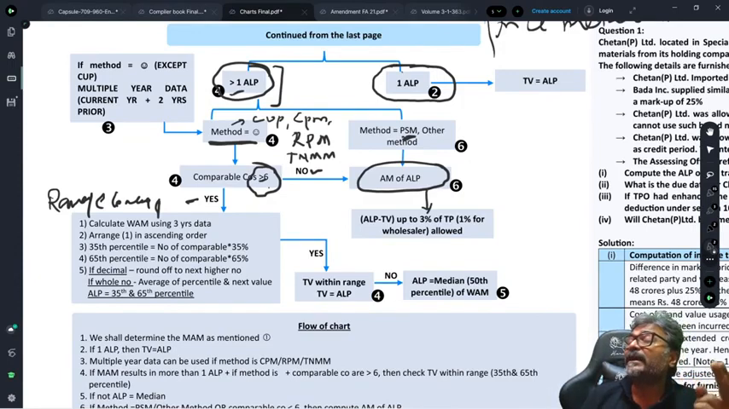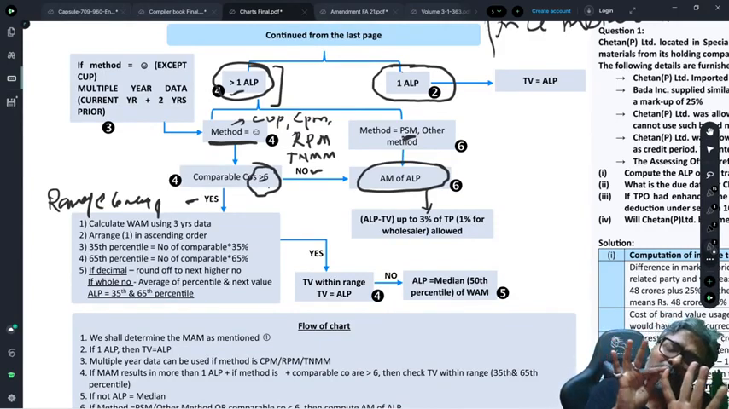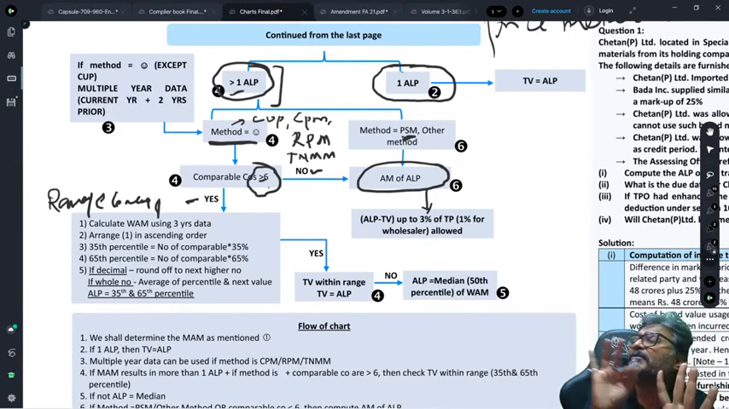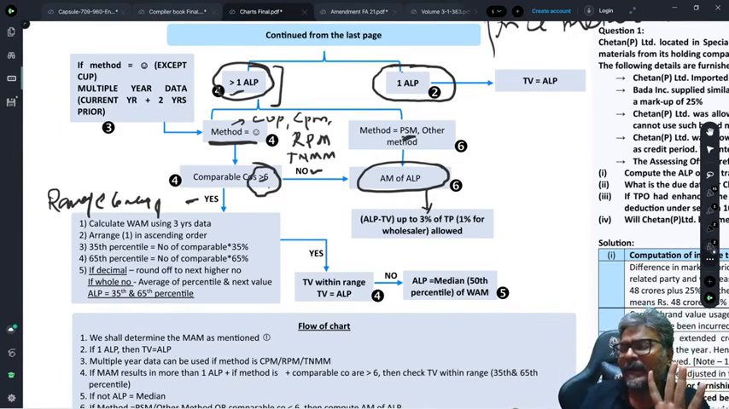By doing this, you get an absolute number of 4. Now, in this case, the range concept does not require you to go with the absolute number. So now, since you have got an absolute number 4, which is 50% of the data set of 8, what you do is this: whatever is the value at 4 and whatever is the value at 5, take the average of the two, and that average will be the final ALP. On that basis, students, you will do the final transfer pricing adjustment.